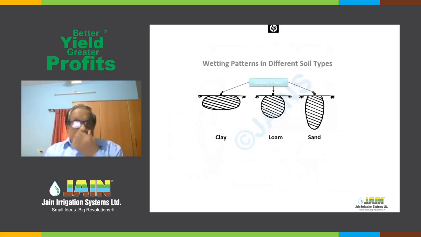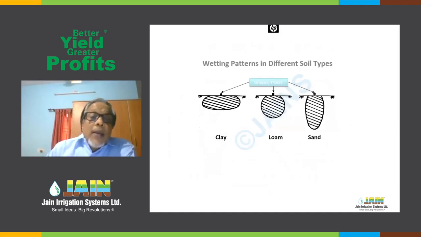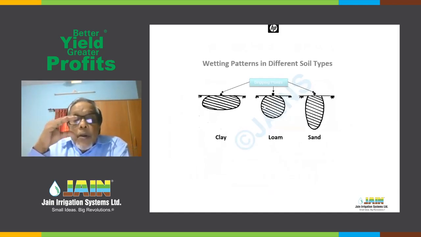Now, this is the classic diagram. You all know in clay you get more spread, which you already spoke about, and lesser penetration of the moisture. In sand, you get more penetration but lesser spread. And in loam, in the typical bulb shape, you are somewhere in between.